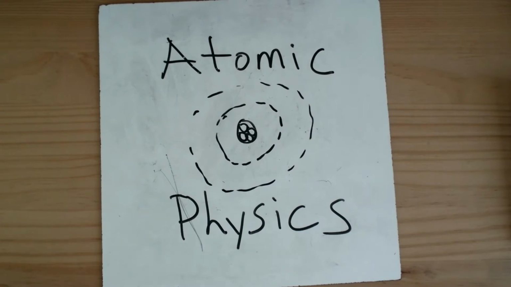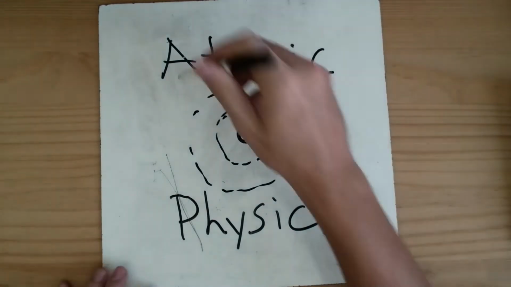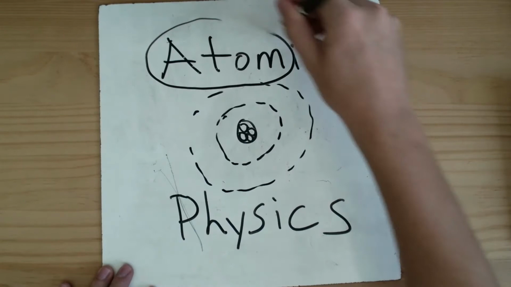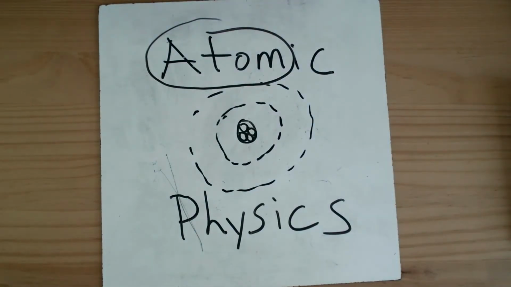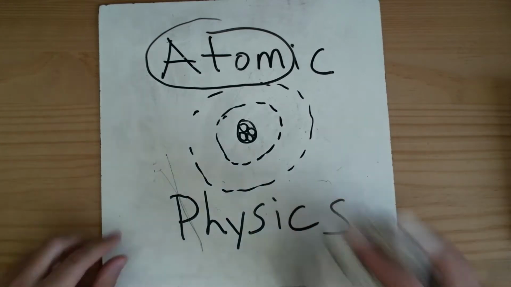So before we can start talking about atomic physics, we have to discuss this thing called the atom and how atoms kind of work together in order to build everything that we have in the universe around us. So let's kind of go ahead and discuss what an atom is.